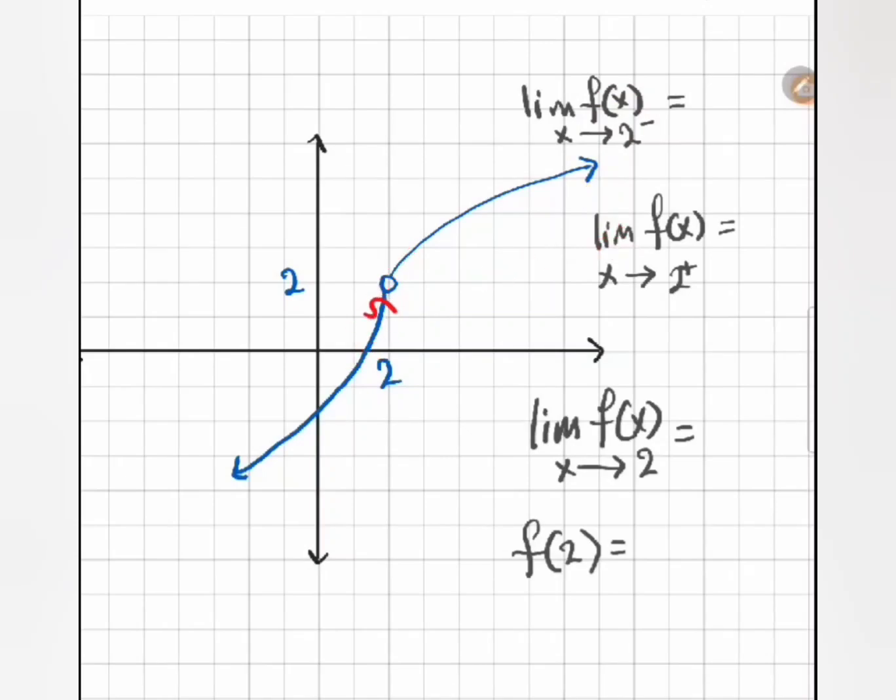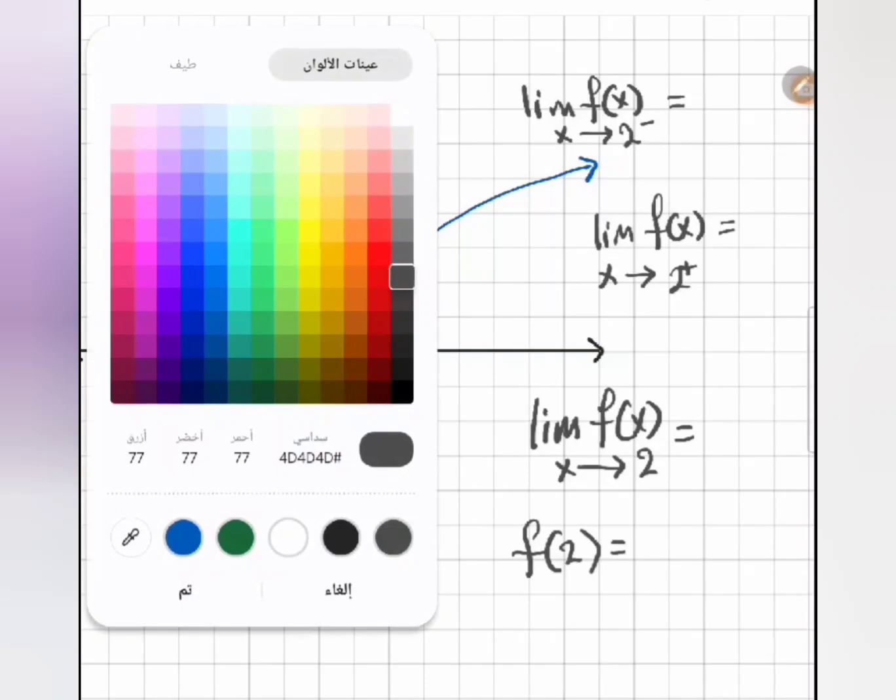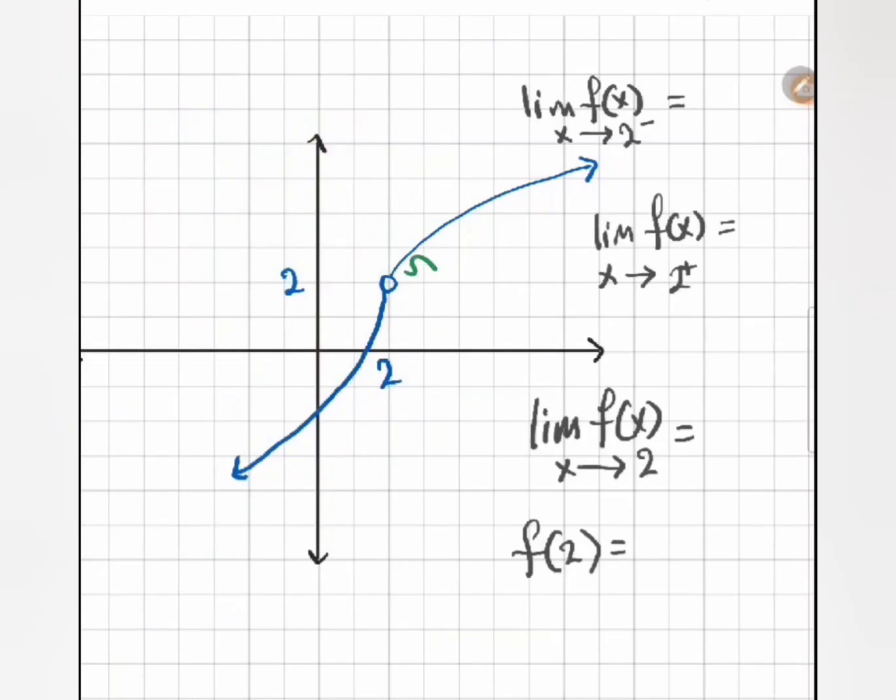What is the limit as x approaches 2 from the left side? And what is the limit as x approaches 2 from the right side? And then find the limit as x approaches 2 from either side. And in addition to that, find the value of f of 2. So go ahead and pause the video. Go ahead and find the answers to these problems.